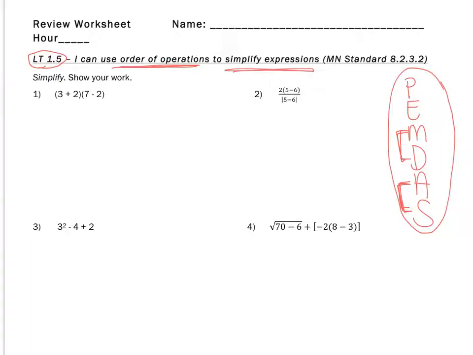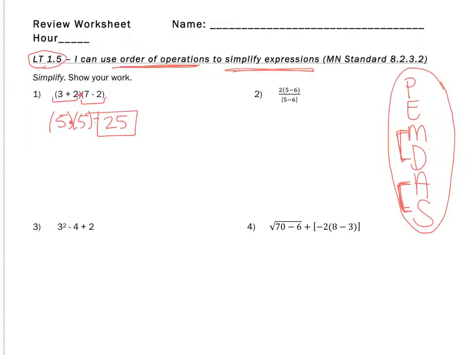So I'm going to actually come up with a solution. Okay, number one, it says we want to use order of operations. So what I want to do first is use the parentheses. So do the operations that are inside the parentheses. 3 plus 2 is 5. Multiplied by 7 minus 2 is going to be 5. Whenever there's just parentheses next to each other, that means multiply. So it's going to end up being 5 times 5, which is 25.